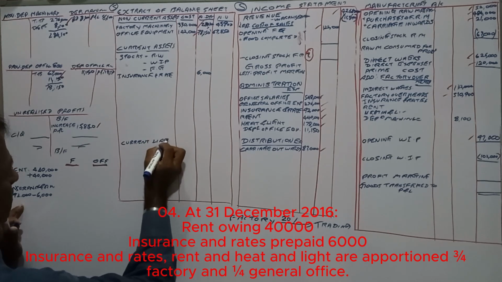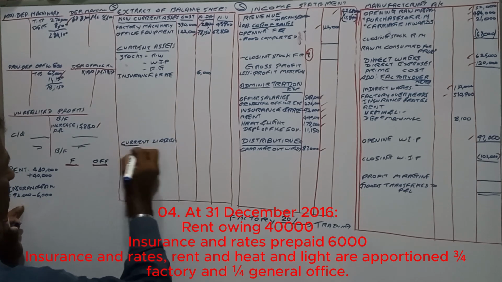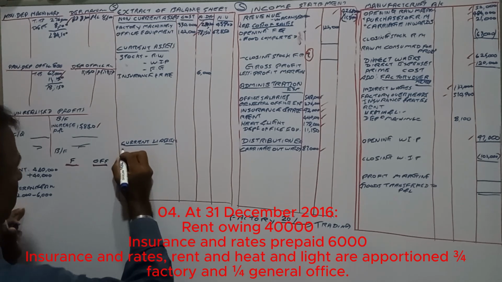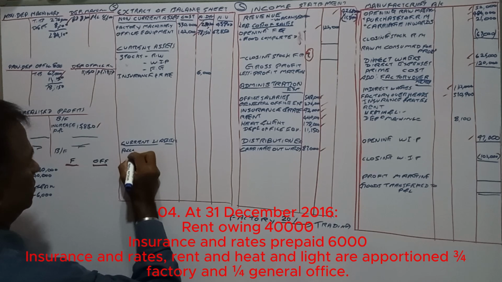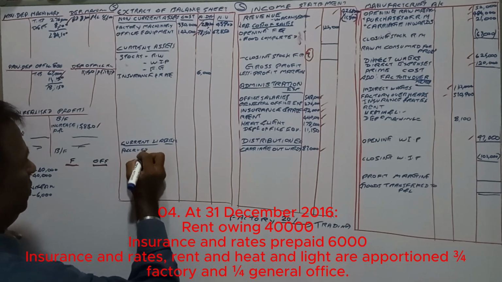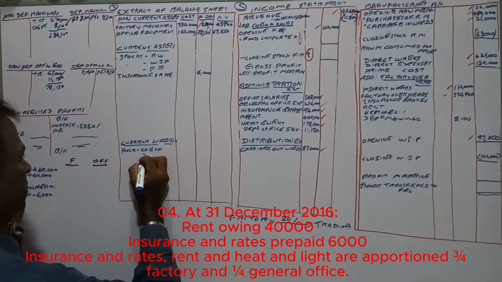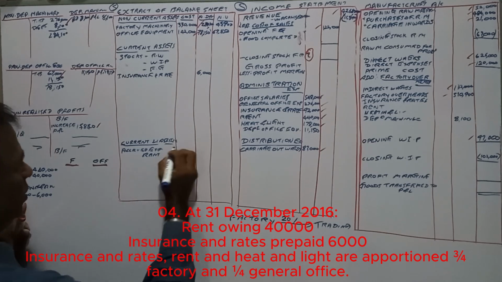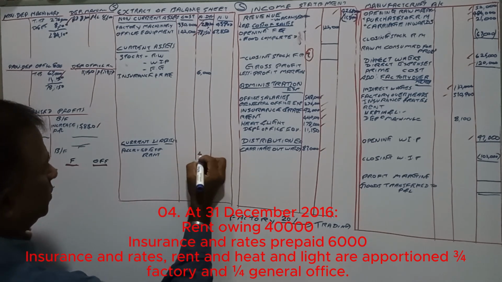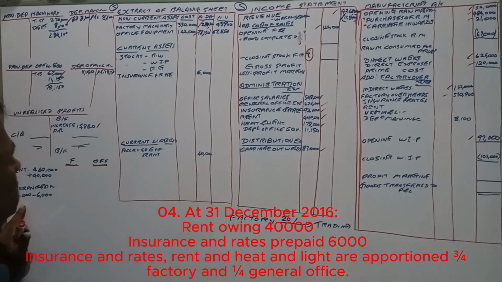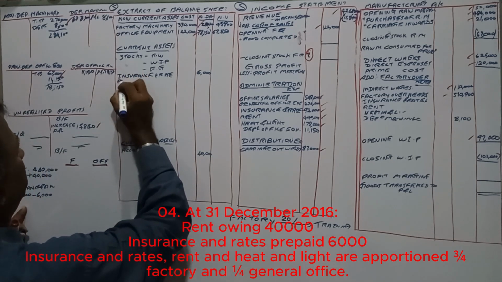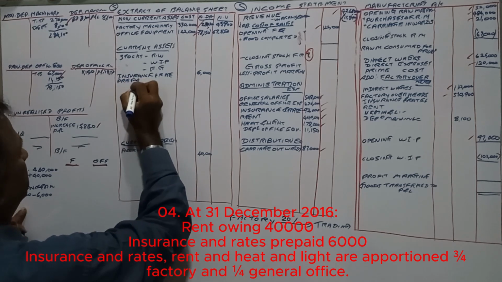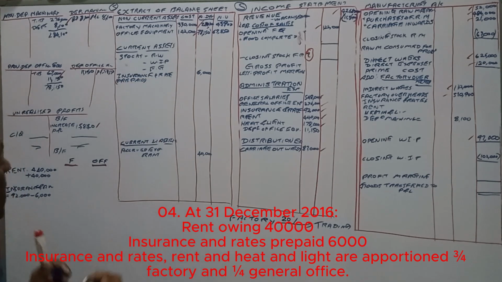And under the current liabilities, they say rent, accrued expenses. Rent is how much accrued expenses? 40,000. They said 40,000 is rent payable. Here prepaid, this is prepaid. 6,000. Okay.